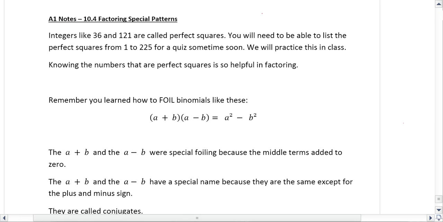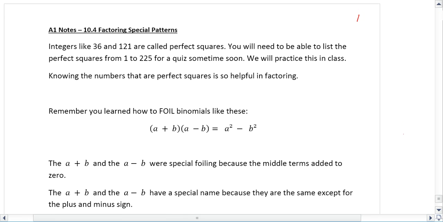One of the things that is very helpful for you to do is to be able to recognize perfect squares. That's why pretty soon in class, you're going to be able to take a quiz and hopefully quickly fill this in. You'll need to know 1 times 1 is 1, 4, 9, 16, 25, 36, and so on. The reason I'm going to do that is because when you recognize these, it's so helpful in factoring.